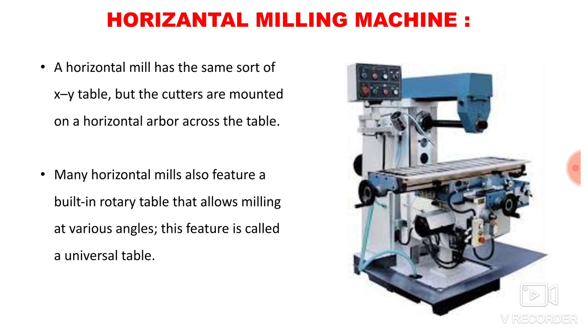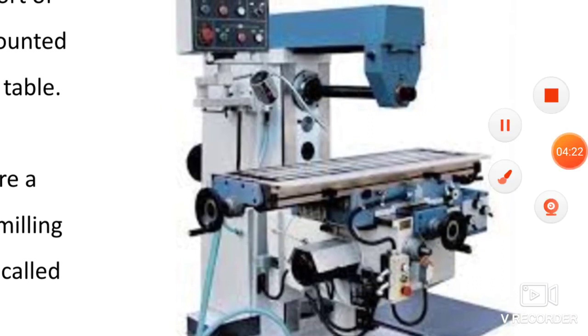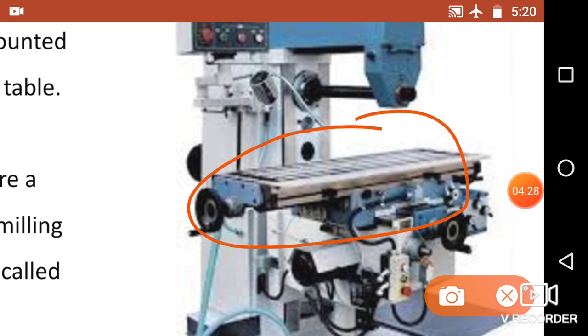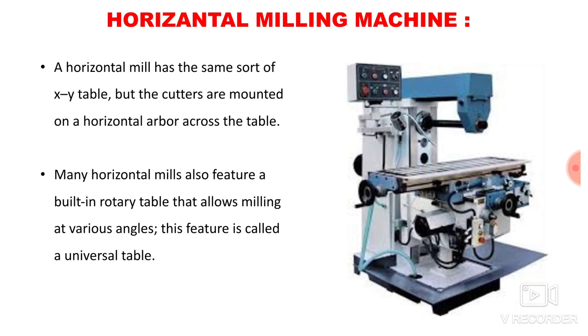Even in a horizontal milling machine you can rotate this table. Now this is nothing but the table of the horizontal milling machine. This portion is known as the table. Now in some horizontal milling machines you can rotate the table, and if you are able to rotate the table of the machine, then it is known as a universal table. That is all about your horizontal milling machine.